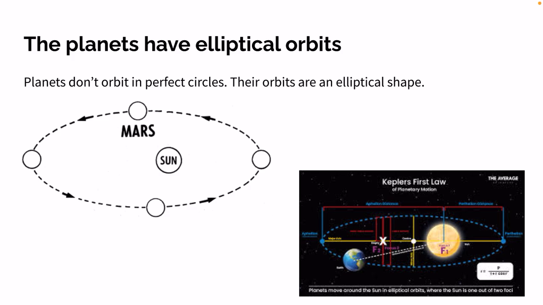Planets have elliptical orbits. So basically, instead of being a circle, they're like an egg shape, or an oval, as you could call it.